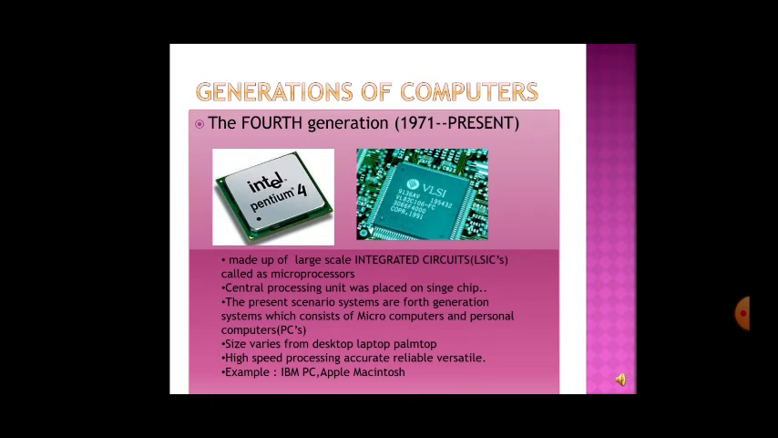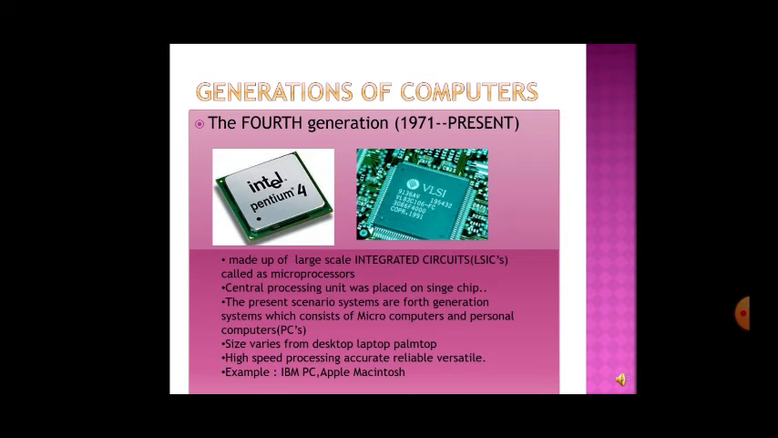Next is the fourth generation, which started from 1971 and is still running till the present. It is made up of large scale integrated circuits, LSICs. They are called microprocessors, which are processors with very high speed. The central processing unit was placed on a single chip. Inside the motherboard you get to see the microprocessor.